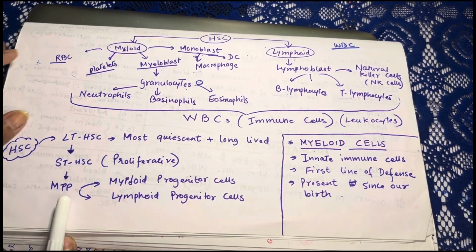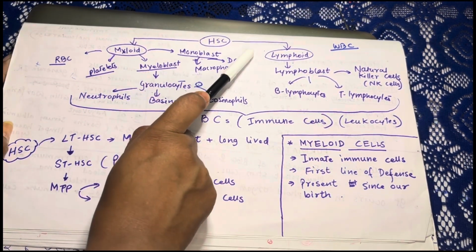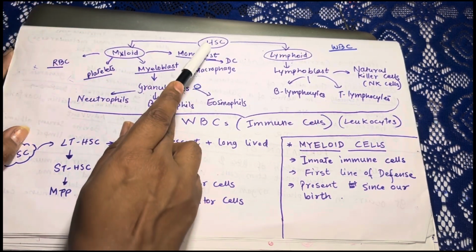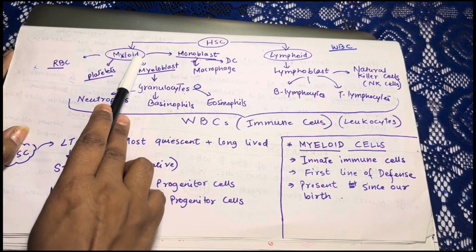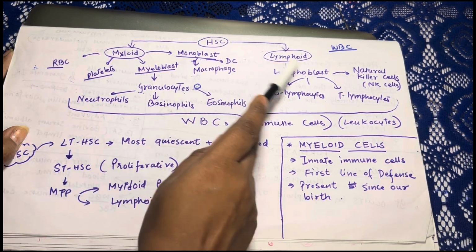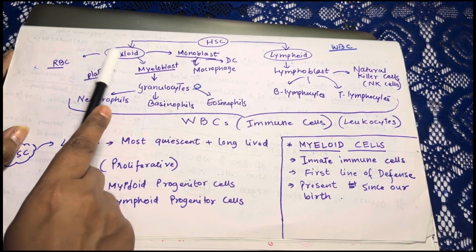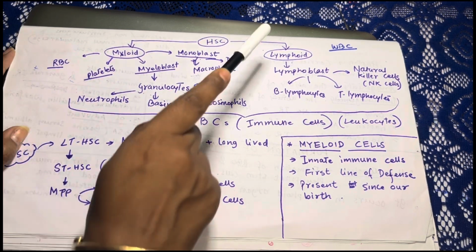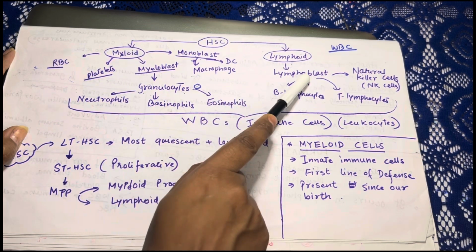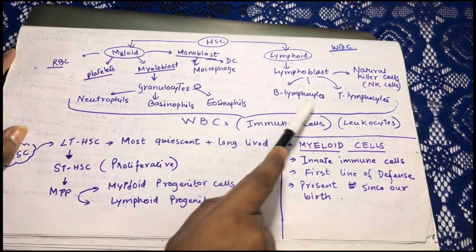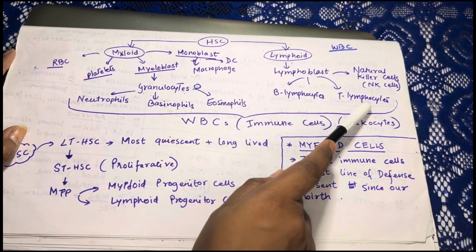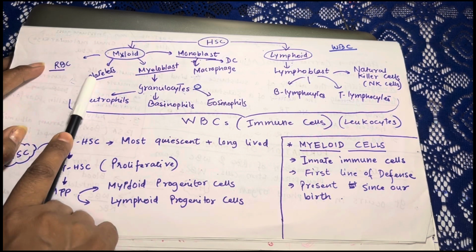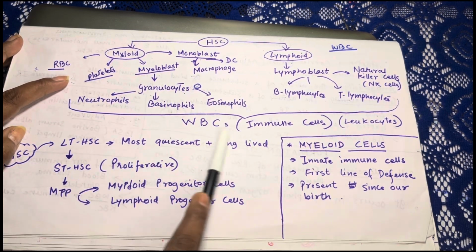See the classification. Hematopoietic stem cells, remember, are multipotent stem cells. Now they can form either myeloid progenitor cells or lymphoid progenitor cells. Myeloid progenitor cells form red blood cells, platelets, myeloblast and monoblast. Lymphoid progenitor cells form lymphoblast, and lymphoblast develops into B lymphocyte, or you can call it B cell, T cell, natural killer cell. Apart from RBC and platelets, all other cells are part of WBC.